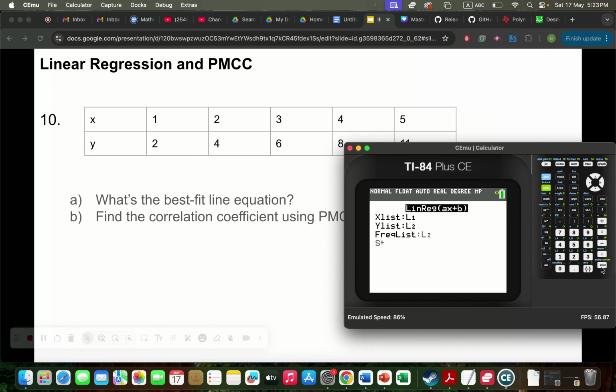Then we press enter. Again, x1 and x2, L1 and L2, that's correct because we put the data under L1 and L2. We typically don't need the frequency list, so we can actually clear this. All right, so I can just go to calculate, and it will give me the gradient, which is A, which is 2.2, and B to be negative 0.4. And the R that you see here is basically the correlation coefficient, which is 0.9.